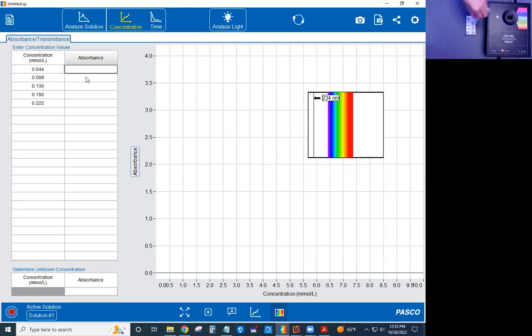Okay, so solution A here. Orient it correctly so that the light goes through the clear side of the cuvette, and I can hit start. I'm going to wait for that number to stabilize. Okay, 2.76. Next, solution B.